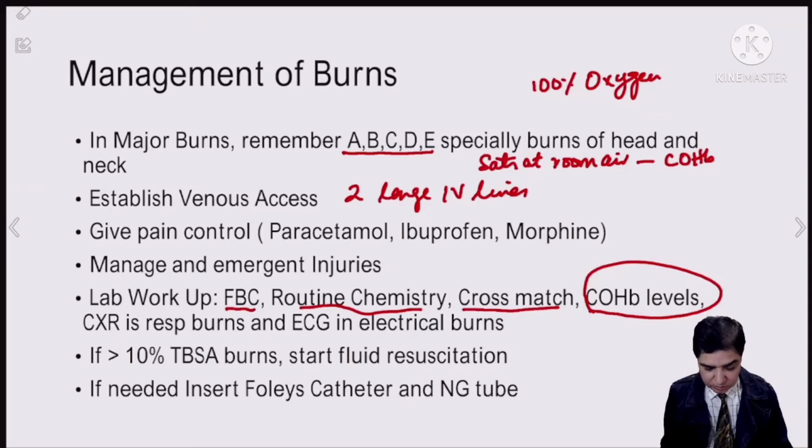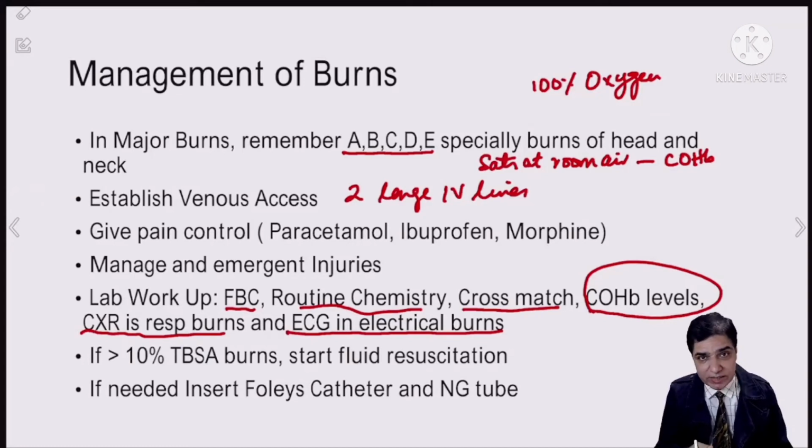You check the carboxyhemoglobin levels, and in case of burns to the chest, circumferential burns to the chest or head and neck, you do a chest x-ray as well. And for electrical burns, ECG is important, because that can lead to arrhythmia. So this is very, very important.